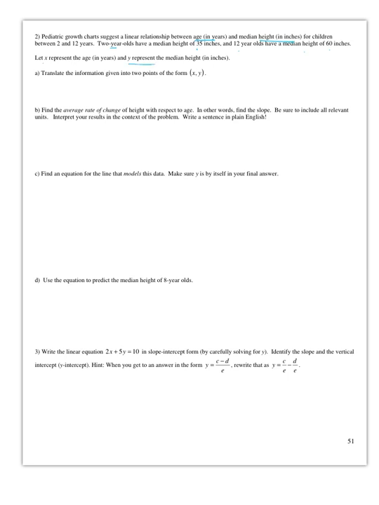Let x represent the age in years and y represent the median height in inches. We're going to translate this into 2 points. So our points are going to have age, height. So our first point will be 2, 35. The second will represent the 12-year-old with the height of 60 inches. Find the average rate of change of height with respect to age. This is the same thing as asking for slope.